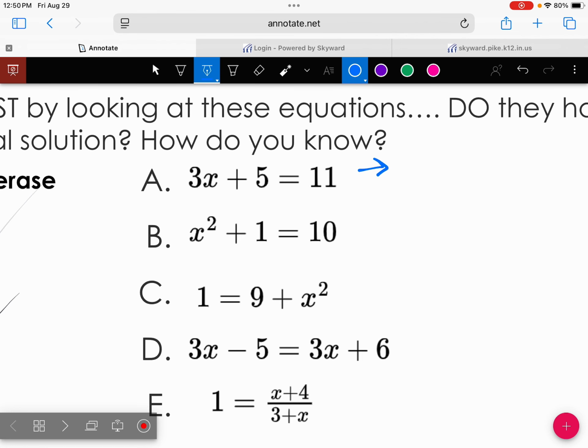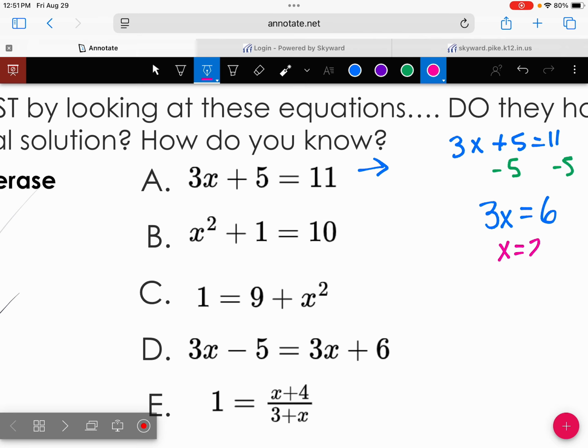I have just x on one side. I'm not getting anything crazy. I could take this and we could do it. 3x plus 5 equals 11. We would subtract 5 from both sides. We would then have our 3x equals 6. So what would our x be? 2. So we can get this one all the way down to a solution. That's our answer. X is 2.